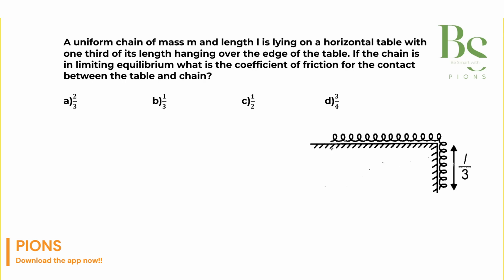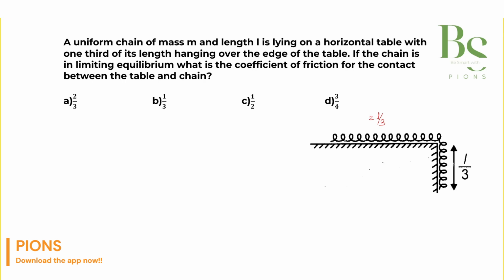See here, this is our table, and this is our chain. This chain is lying here, and 1/3 of the chain is hanging below the table. So what part is on the top of the table? 2L by 3. How do we know? L minus L by 3, which is 2L by 3. Or you can directly add both, 2L by 3 plus L by 3, that gives you L, correct? Okay.